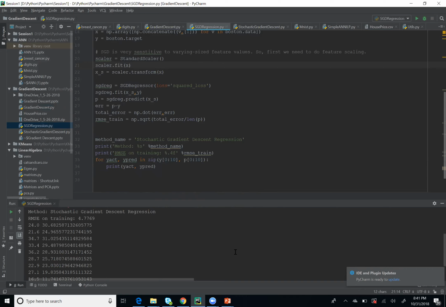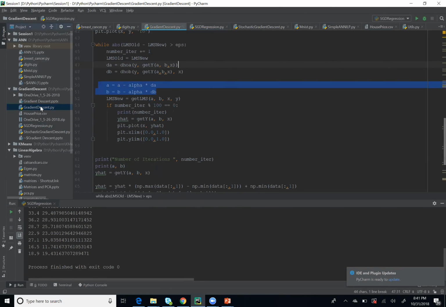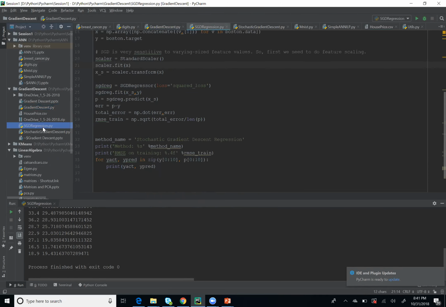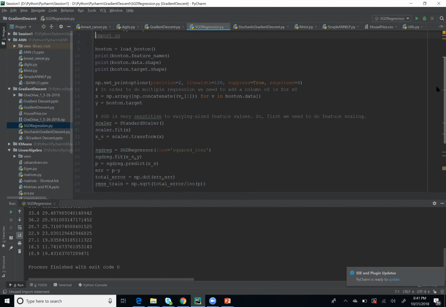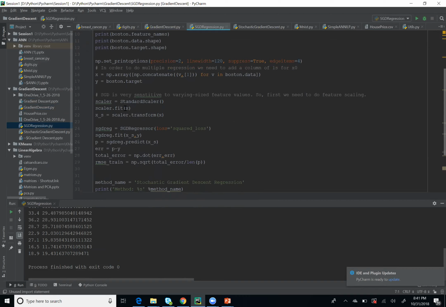So it will show you the error for the best fit, which we have. There are two ways you can use stochastic gradient descent. Either you can code it yourself by working out what A and alpha delta A should be, or you can use a standard library called the stochastic gradient descent regressor.